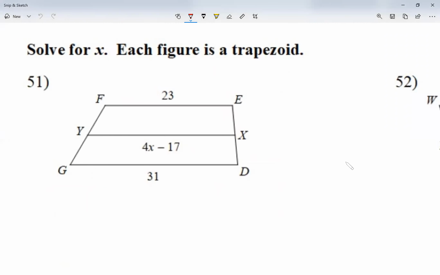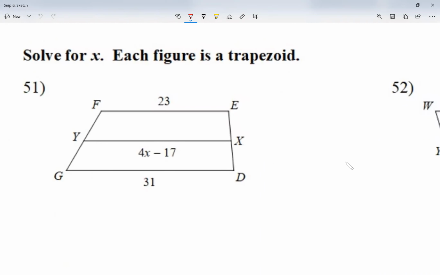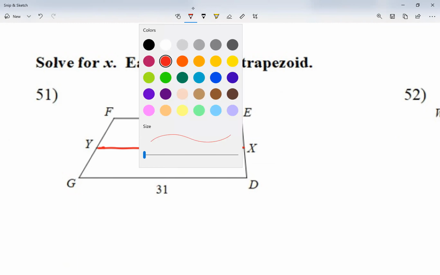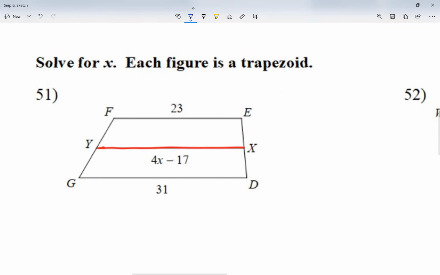Now, in this case, our midsegment is the segment YX. That's the midsegment. Now, interesting though, is that the midsegment is parallel to two sides this time. The side FE and the side GD. Yesterday, when we were dealing with triangles, the midsegment was only parallel to one of the sides. Now in trapezoids, the segment is parallel to two sides.